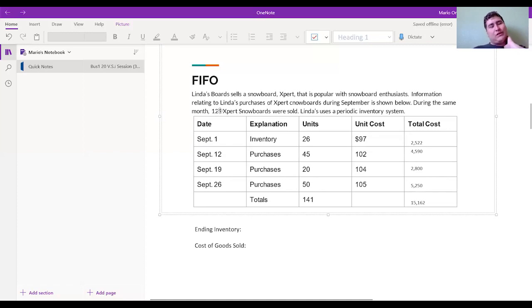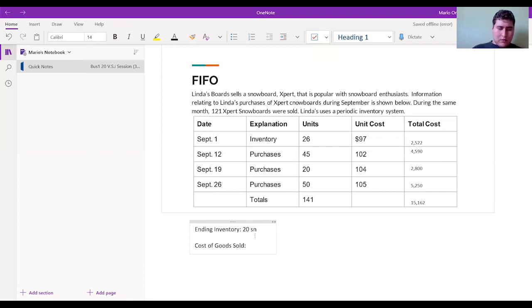121 snowboards were sold during the month of September. So from that, we can see that we have an ending inventory of 20 snowboards left. We still don't know the cost that we use for those snowboards. So we're using FIFO, which means first in, first out.